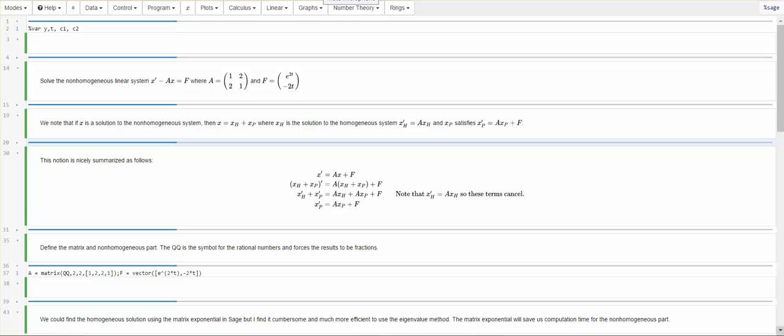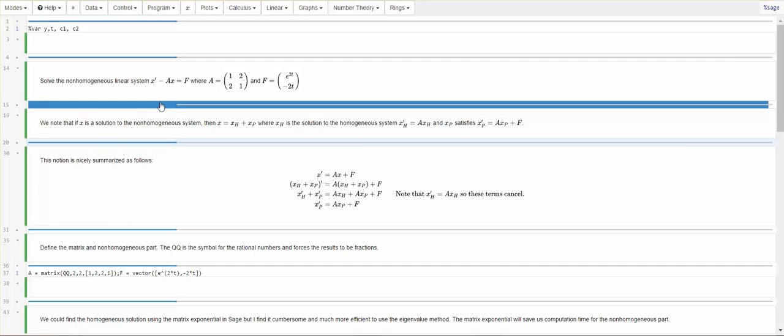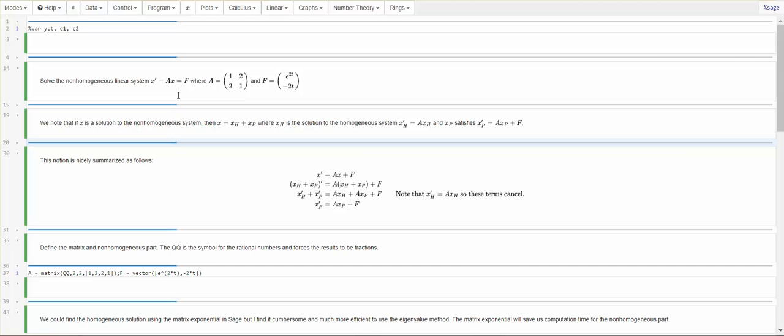Hello students, in this video we're going to solve an inhomogeneous system of ODEs, and in this case we're going to use the matrix exponential to do this, and we're going to invoke something called Duhamel's principle, or the variation of parameters formula. If you want to see where that formula comes from, I recommend that you watch my video on Duhamel's principle or the variation of parameters formula before you watch this video.